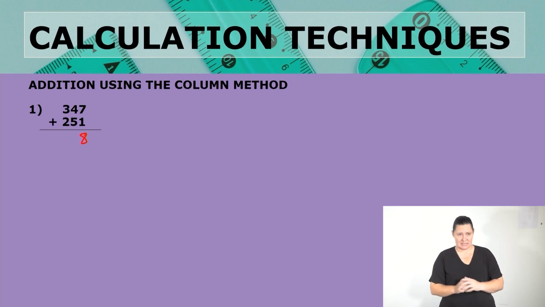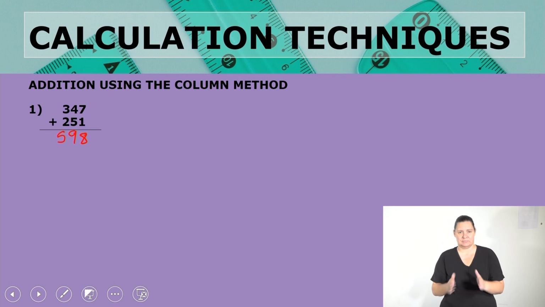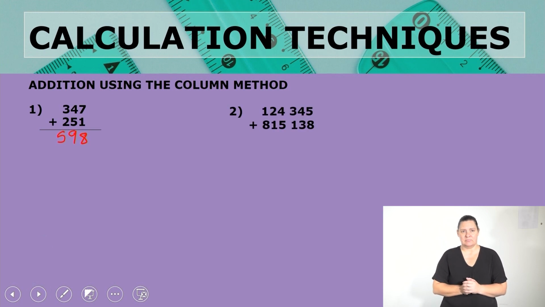Then we have 4 tens with 5 tens. That gives us 9 tens, which is 90. And then we have 3 hundreds plus 2 hundreds, and that gives us 5 hundreds. Our answer there is 598. Let's move on to the next one.